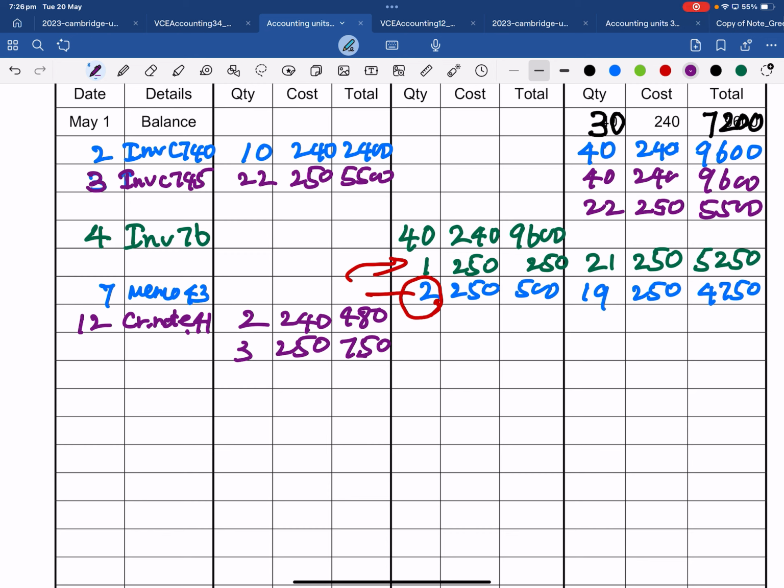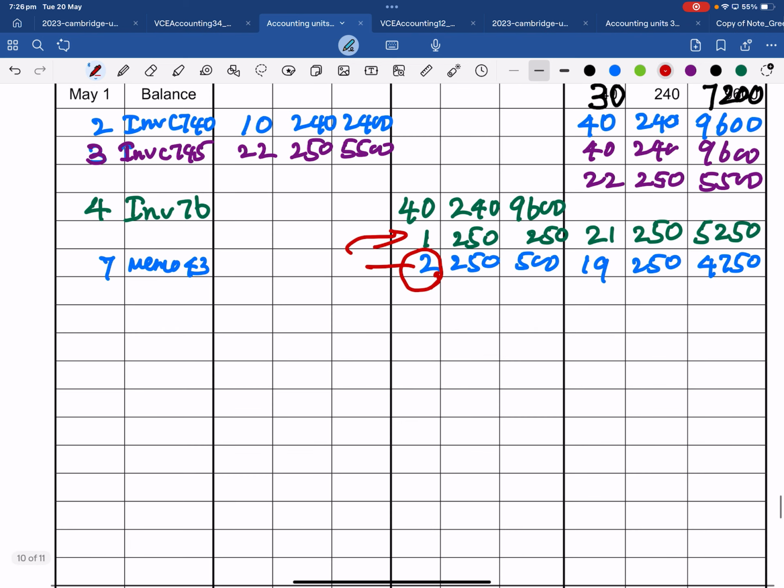How does that happen? For the time being, I just rub this part. Now see what will happen. I'm going to prove it to you. I'll record this one here, 3 at 250 and 2 at 240. Yeah, that's what happened, for the memo. Sorry, not my memo, the credit note.